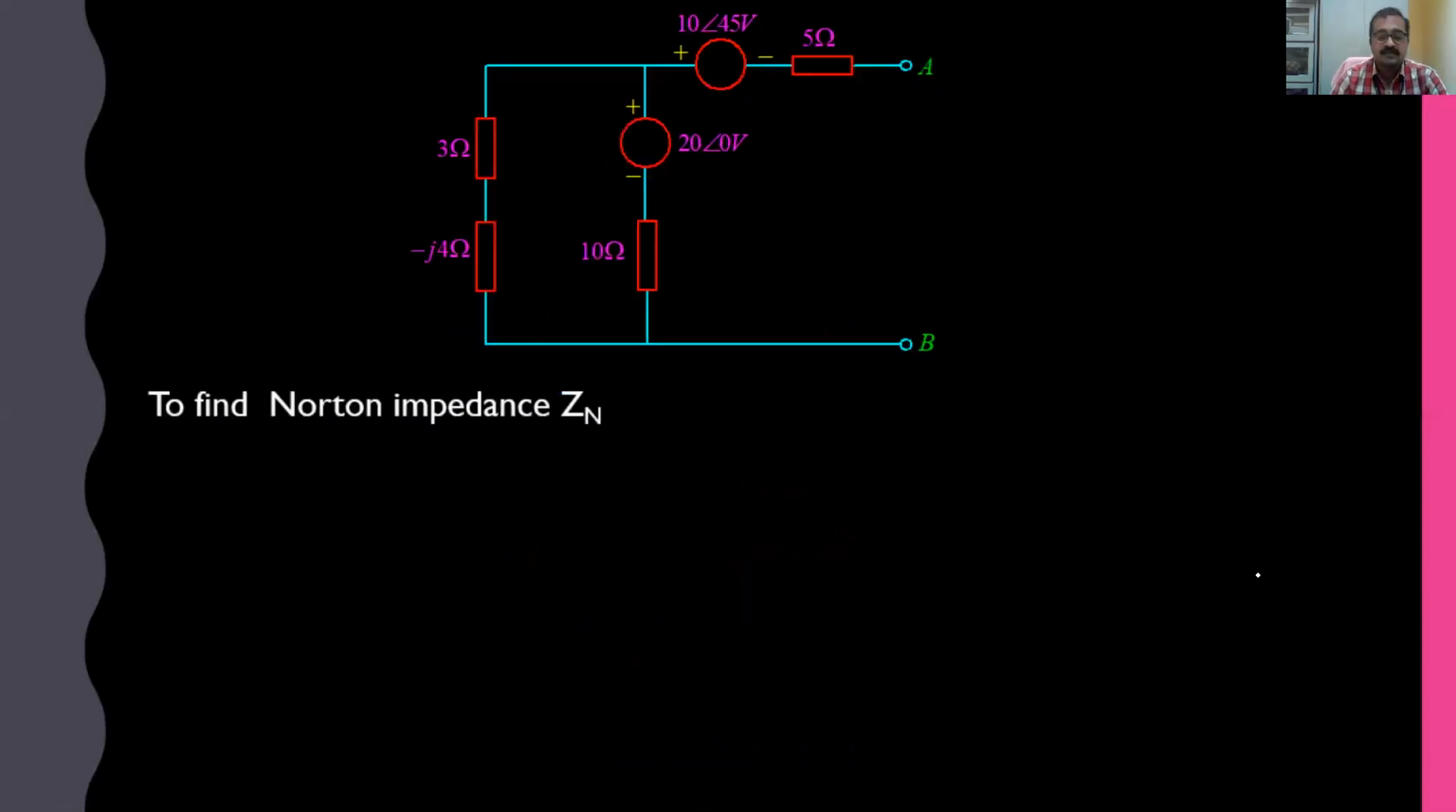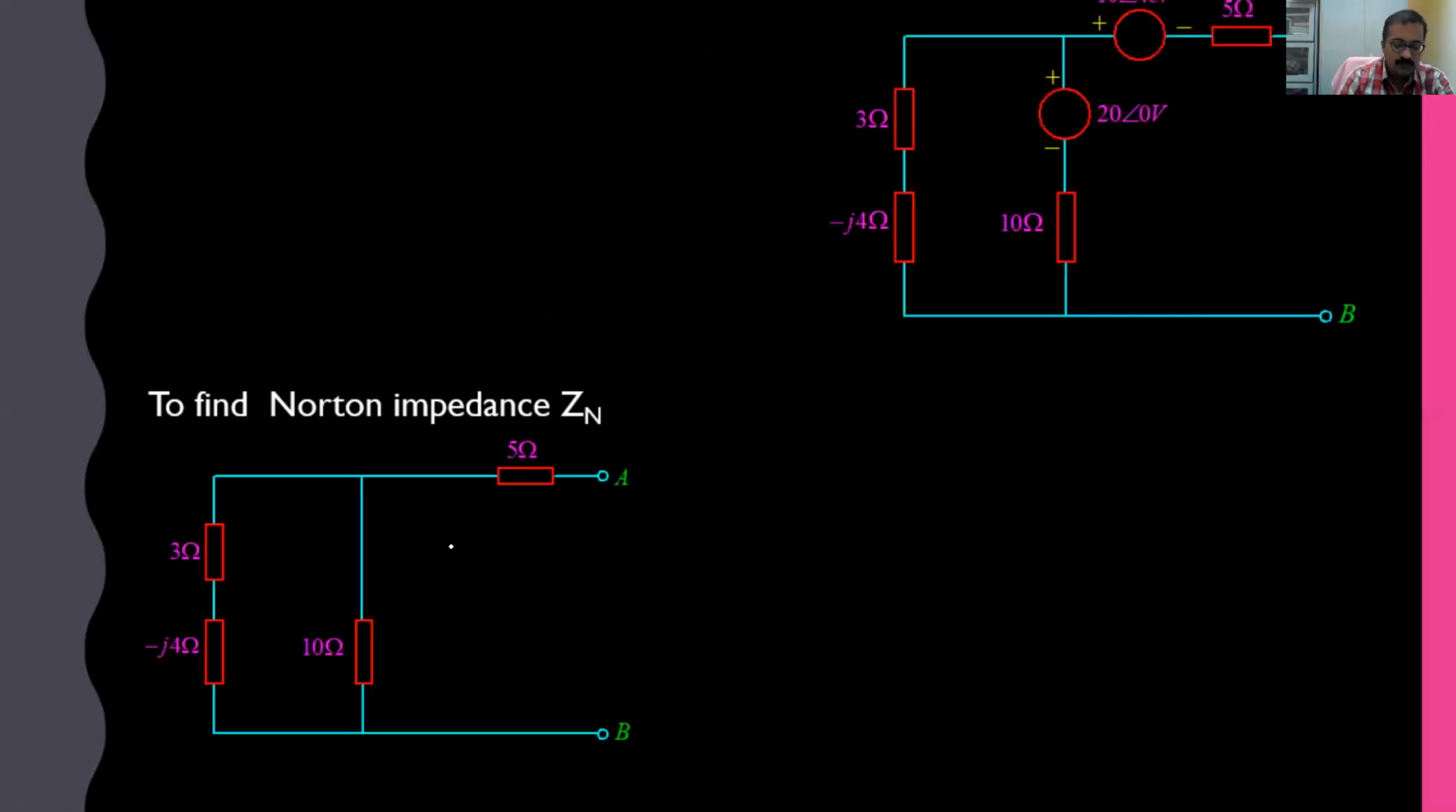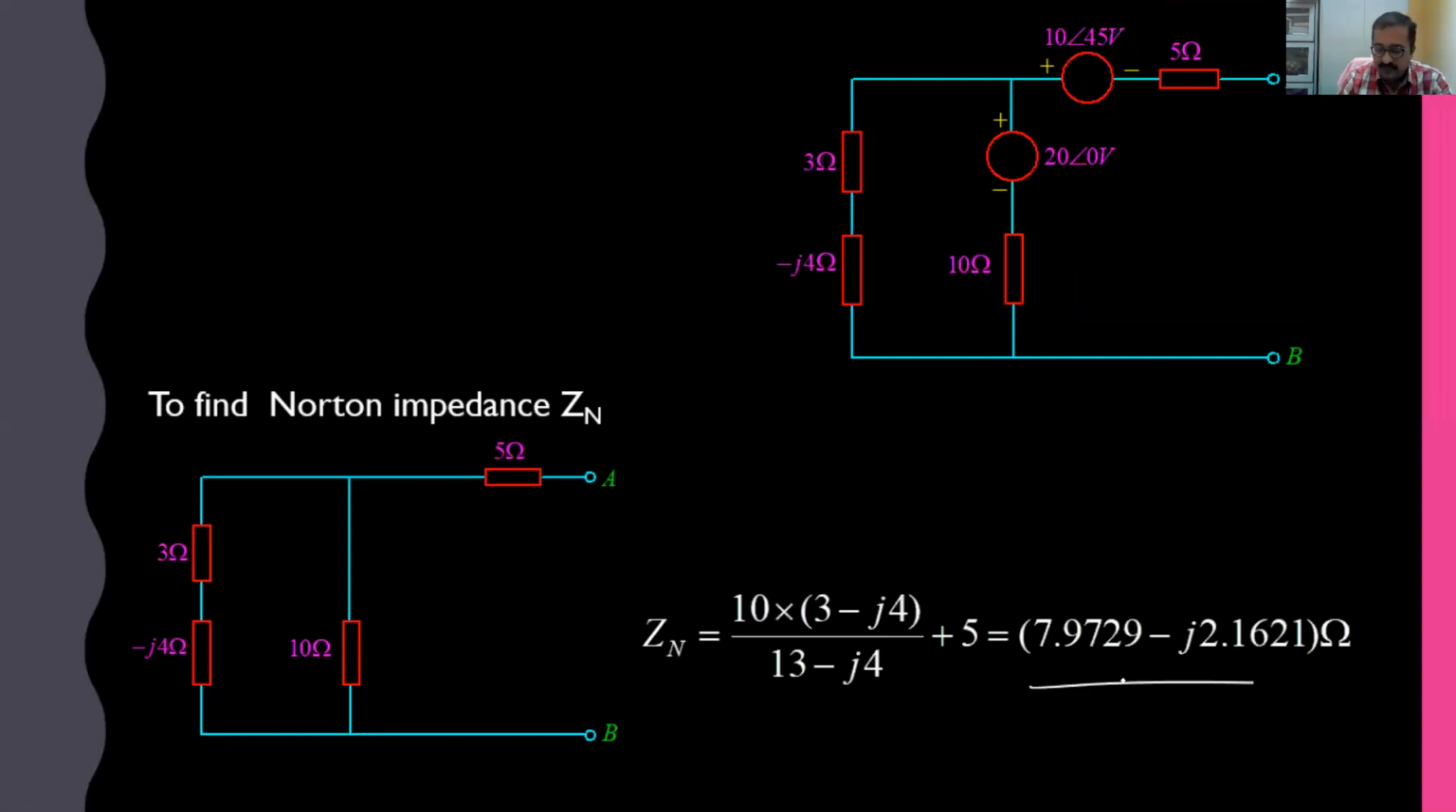Now, how to find the Norton impedance? Replace all the sources by their respective internal impedances. That means this must be shorted and this voltage source must be shorted. You will get a circuit like this. What will be the equivalent impedance as seen from the open circuit terminals A and B? Assume a current is entering at this point. At this point, one will flow through this, one will flow through this. Means 3 minus j4, they are in series. That and 10 ohm are in parallel. That combination and 5 ohm, they are in series. So your Zn will be 7.9729 minus j2.1621 ohms. Okay, so in this way you can calculate the Norton equivalent.